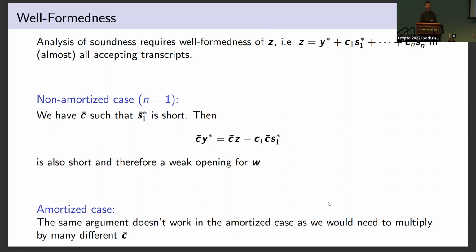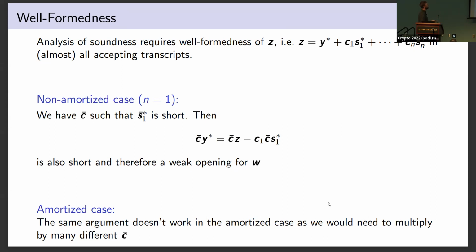So now in the non-amortized case, where n is equal to 1, this is relatively easy to prove. One way to see this is that because S1 star, and there's now only S1 star, is a weak opening, we have this polynomial C bar that makes S1 star short. So if we take the Z from one accepting transcript, where the Y star is defined such that the equation that we expect is actually true, and then multiply this by C bar, then we get this equation here.